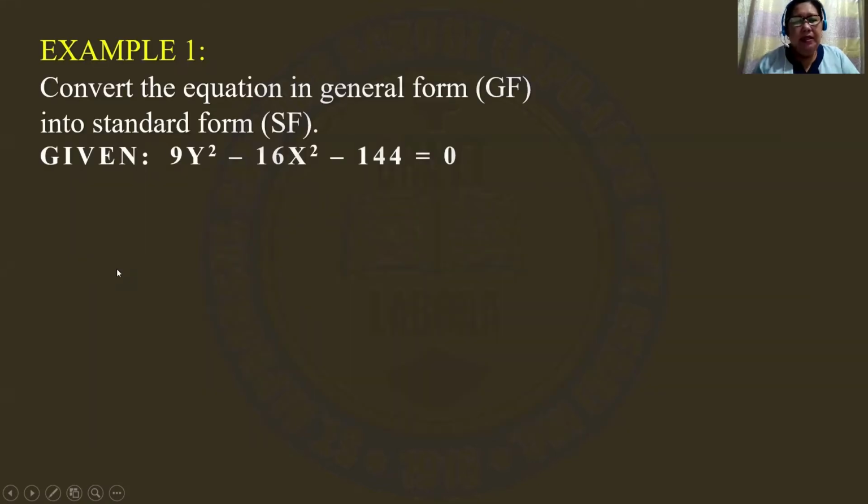Let us have an example. Convert the equation in general form into standard form. The given is 9y² − 16x² − 144 = 0.